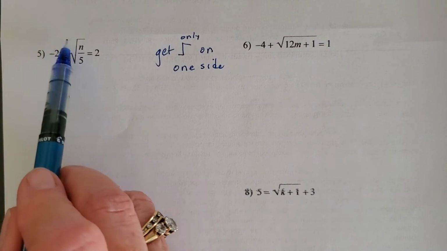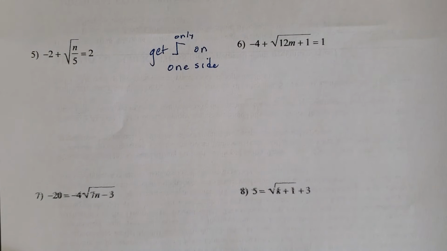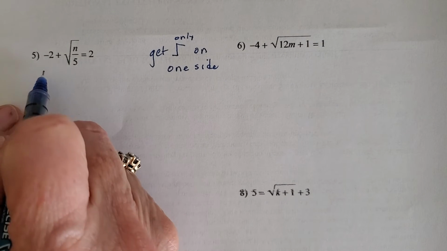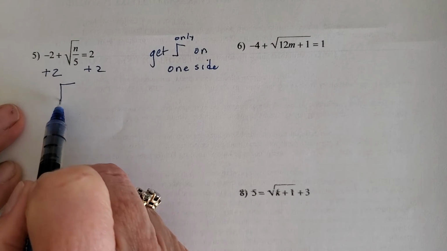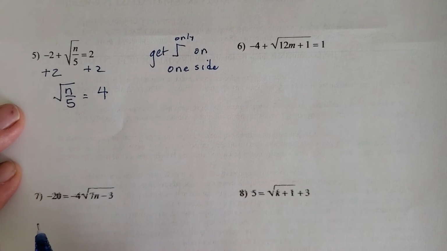Sometimes there could be something added with the radical. So here we've got something added here. On this problem down here, we've got to multiply by -4. So we have to deal with that first. We have to get the radical all by itself. So I'm going to add a 2 to both sides. So what I get is the square root of n divided by 5 equals 4.